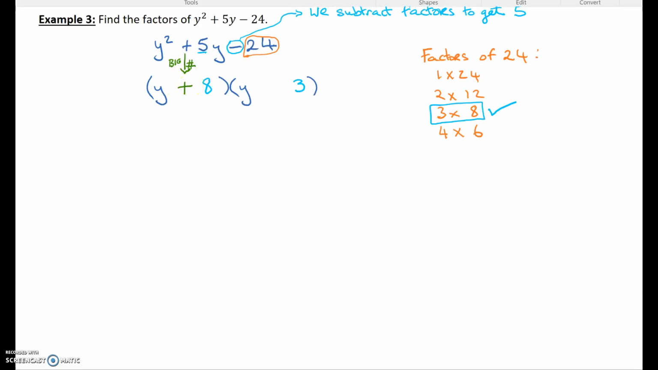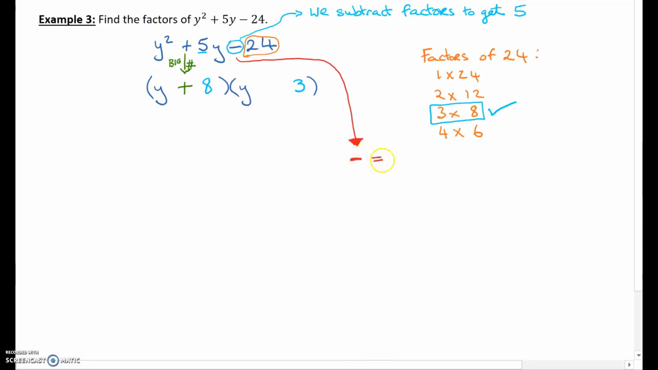Now, there is something different this time, and that is we're now looking at a minus sign in front of the last number in the original expression. So if the last sign in the expression is a minus, that means that the signs inside parentheses must be different from one another. Okay? Must be different from each other.